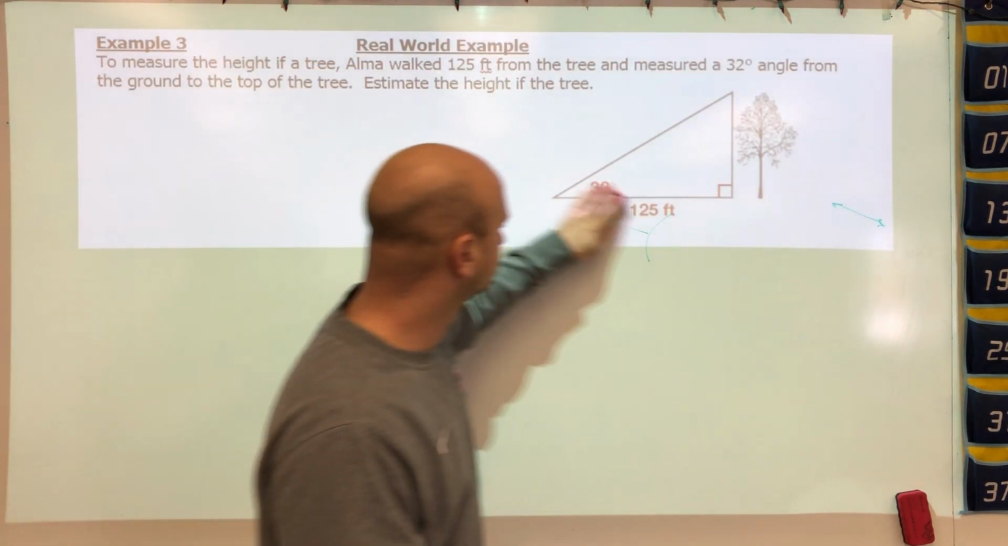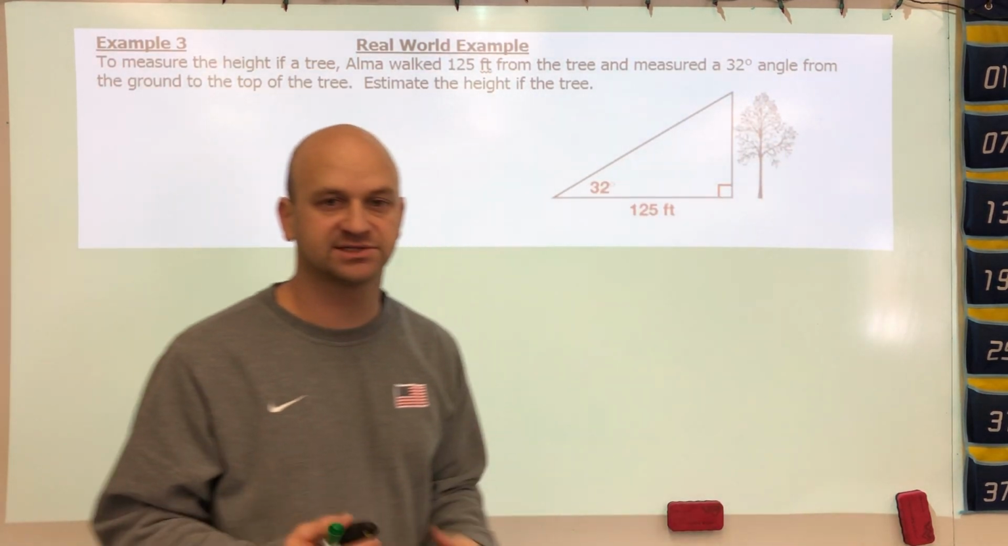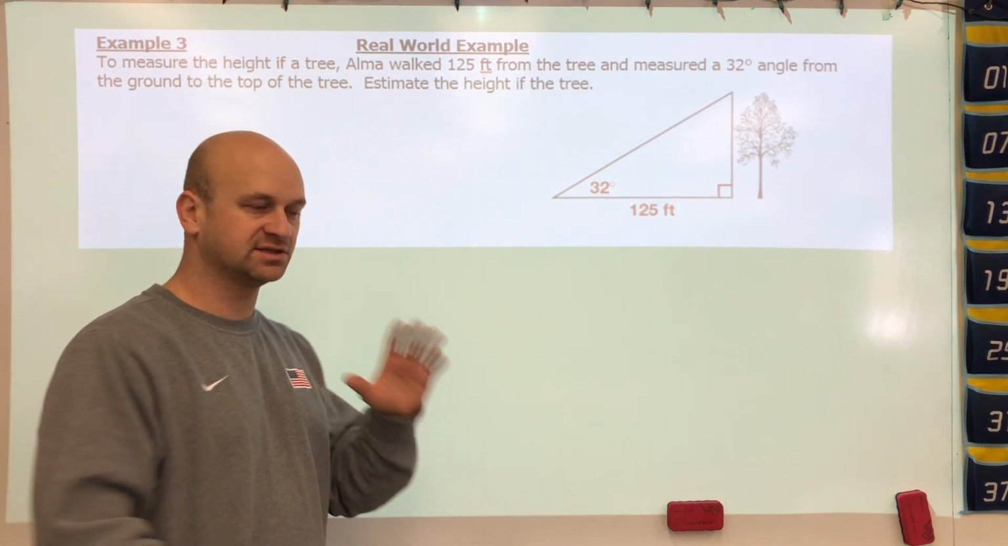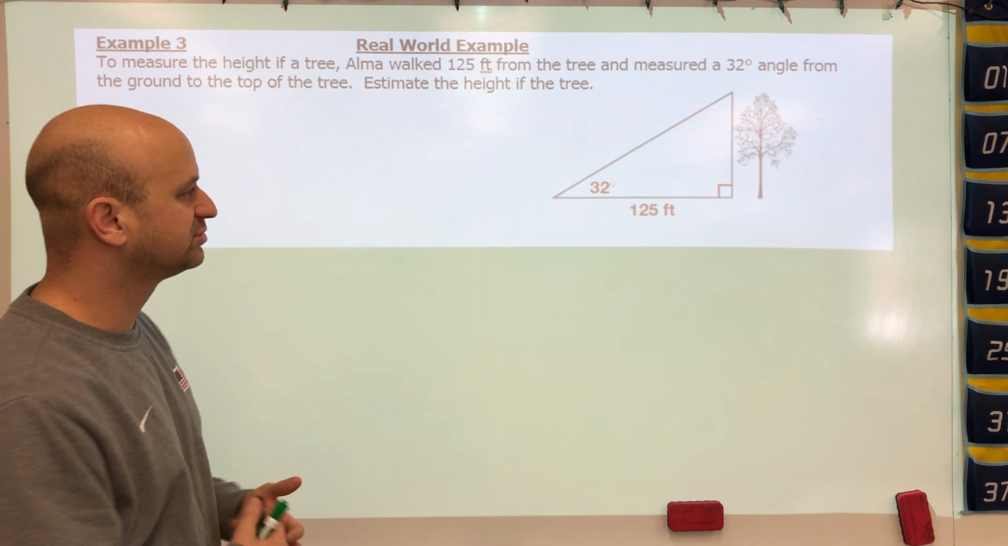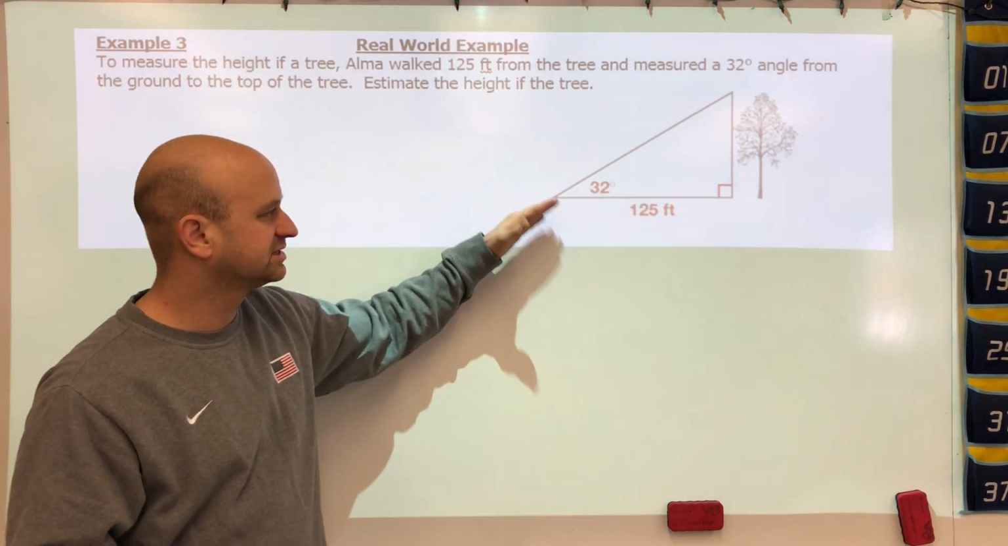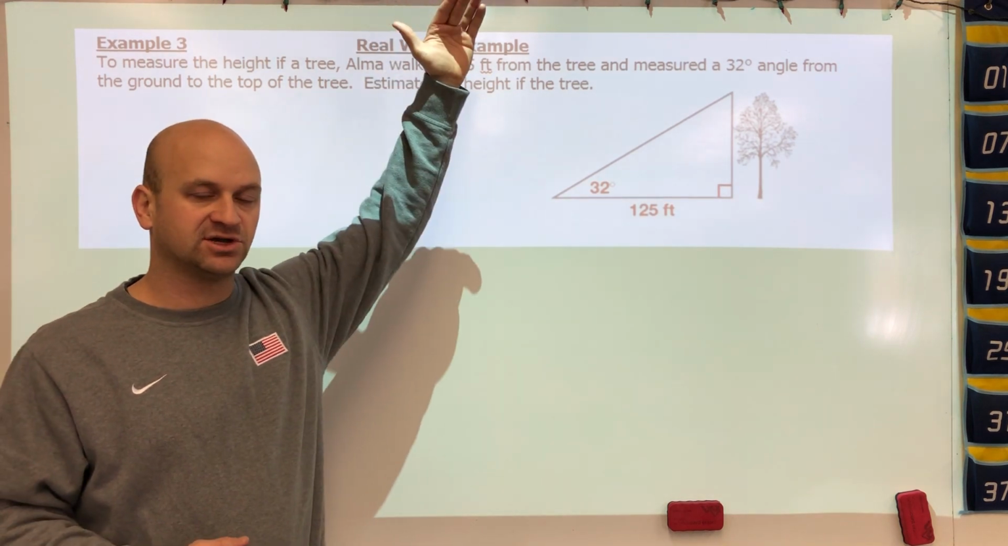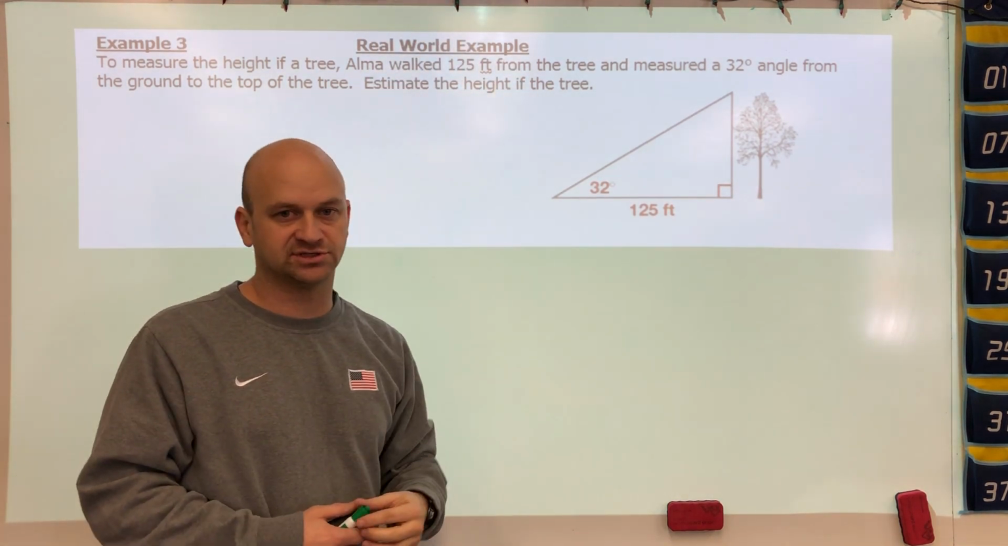All right, so here's a real-world example. Trigonometry has lots of real-world examples. Finding heights and distances of things, and the angles are easy to measure. So here's an example. We can measure the distance on the ground, and we have tools to measure the angles. So we can actually figure out how tall a tree is without actually measuring it.